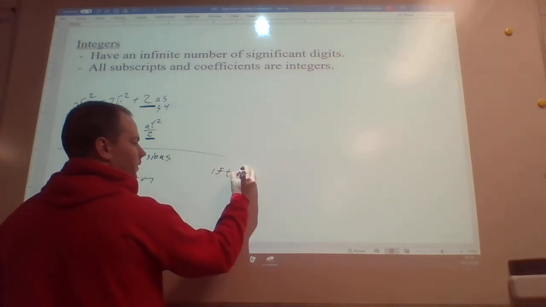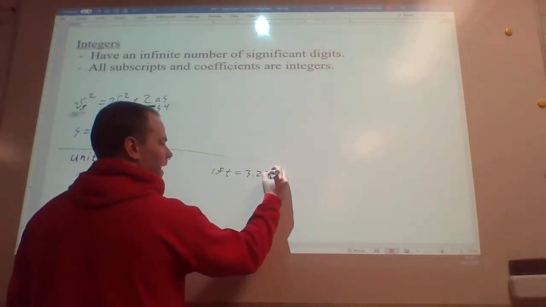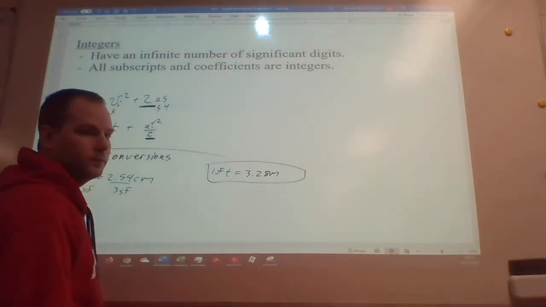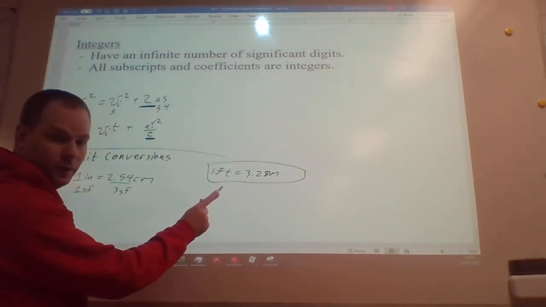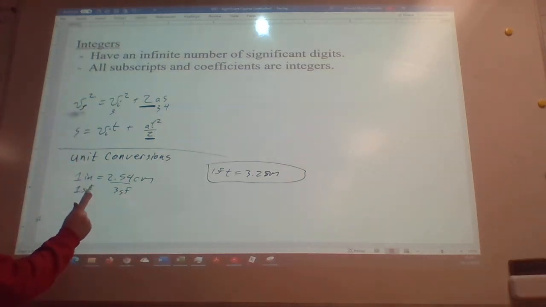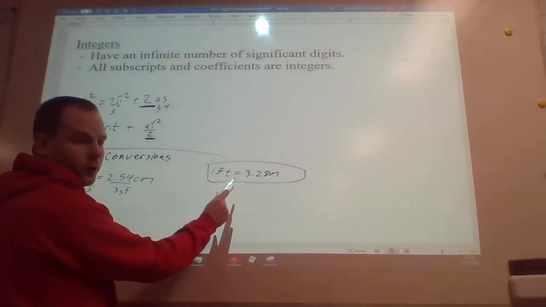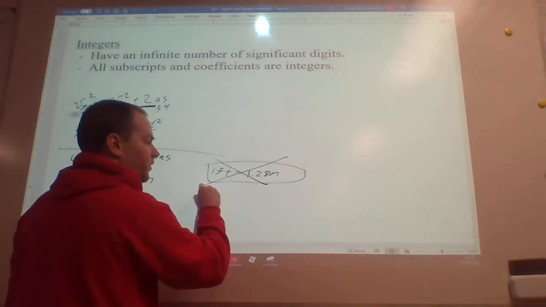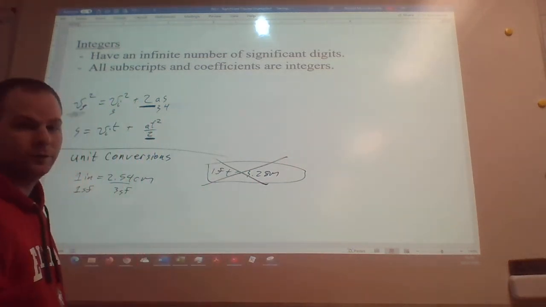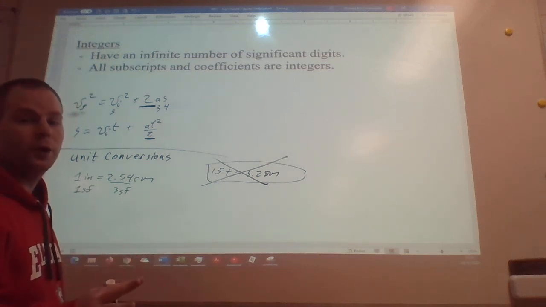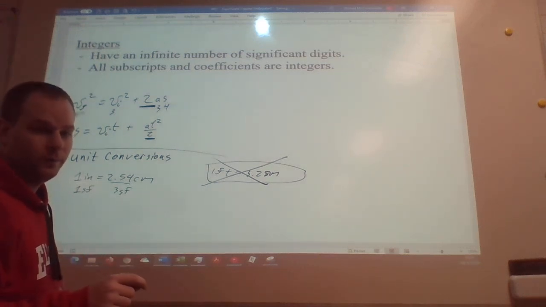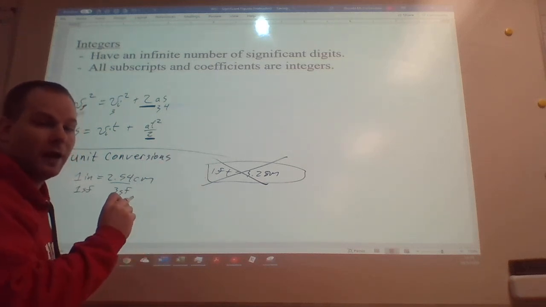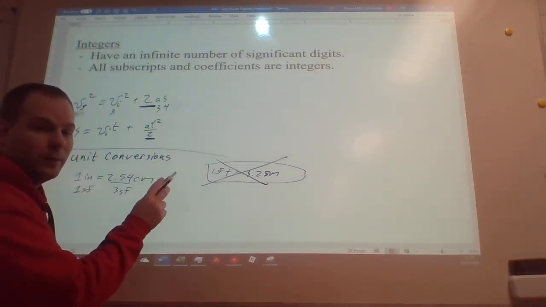1 foot equals 3.28 meters. Those are not integers because those are rounded. This is exact. These are integers. These are rounded. So this only has 3 sig figs. That's why I said not to use those conversion factors. Only use the ones that I gave you on that sheet, or the ones that we've talked about in class, because those shortcuts have rounding error, which is why we don't use them in here.